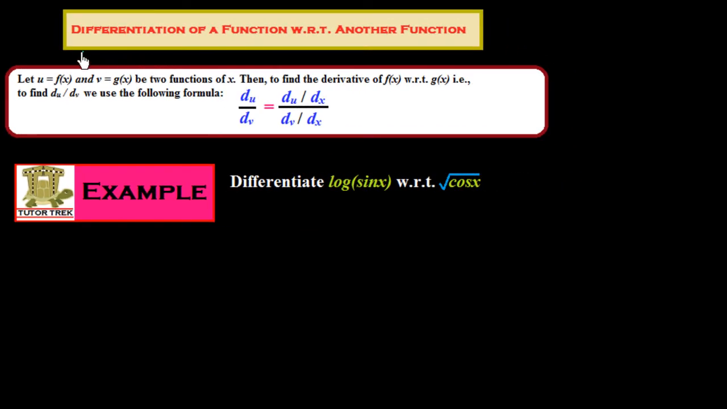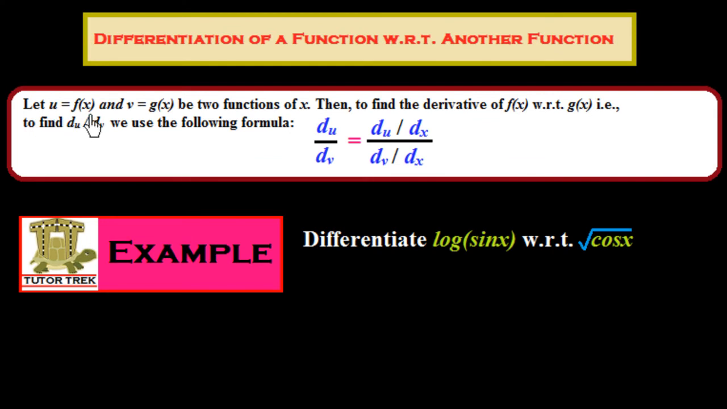Hi friends, in this session we study the differentiation of a function with respect to another function. Let u is equal to f of x and v is equal to g of x be two functions of x. Then to find the derivative of f of x with respect to g of x, that is du over dv, we use the following formula: du over dv is equal to du over dx over dv over dx.